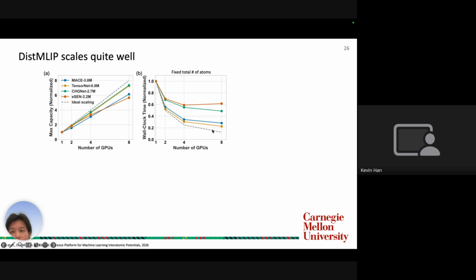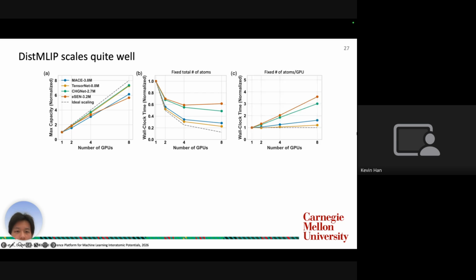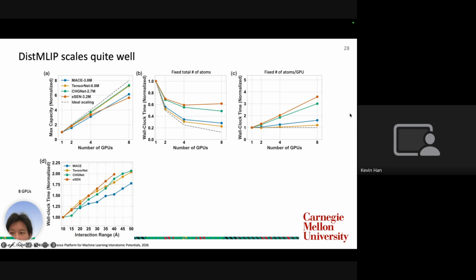This graph shows, if we hold the total number of atoms in the system constant and increase the number of GPUs, what the wall clock time looks like. So, strong scaling. This plot shows weak scaling. If we hold the number of atoms per GPU constant and increase the total number of GPUs, ideally we would stay around 1 normalized wall clock time, but we do show some increase, so there's overhead, of course. Then here on an 8 GPU setup, we show how the wall clock time scales with the increase in interaction radius. It scales linearly, which makes a lot of sense compared to LAMMPS's spatial partitioning, which would scale between quadratically and cubically.